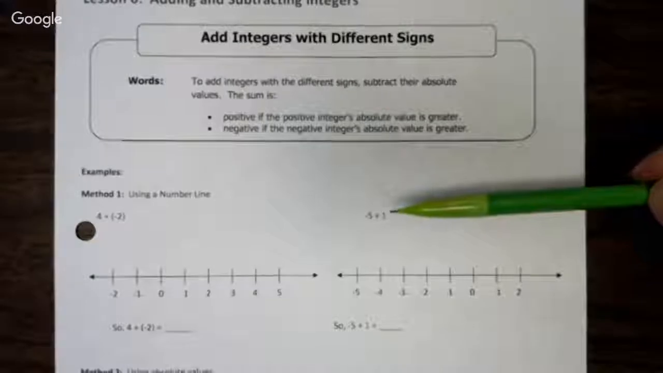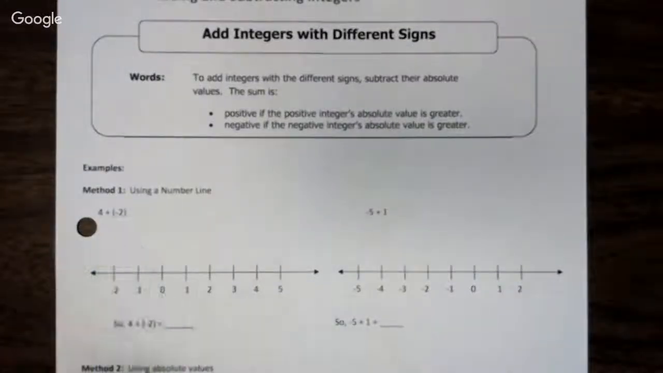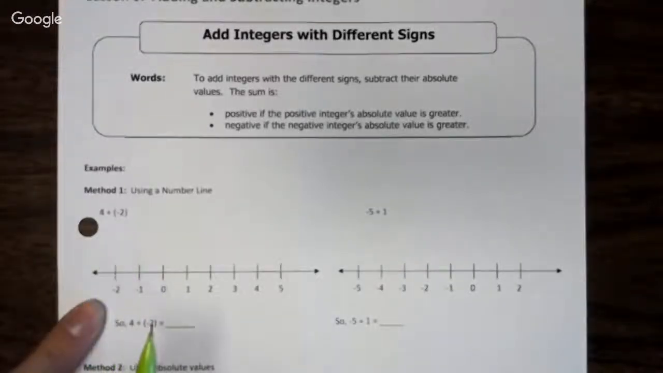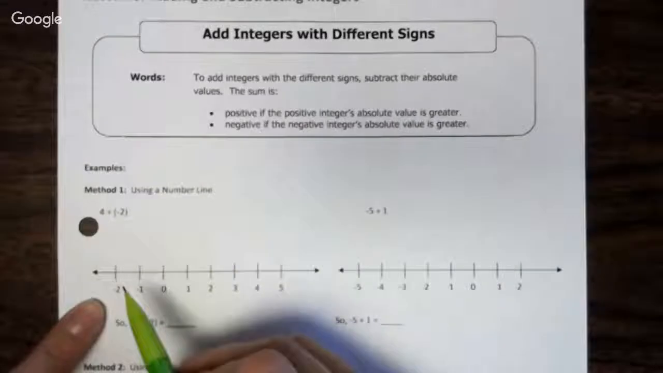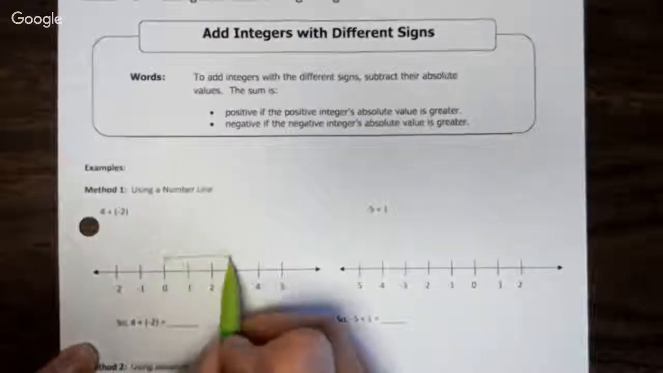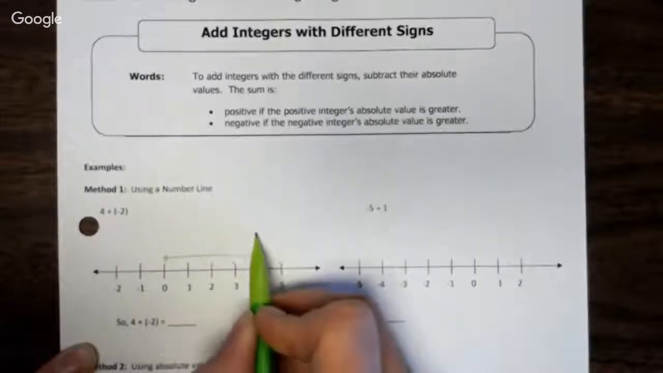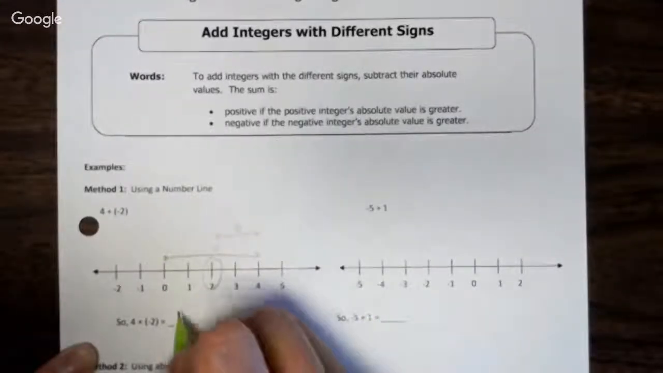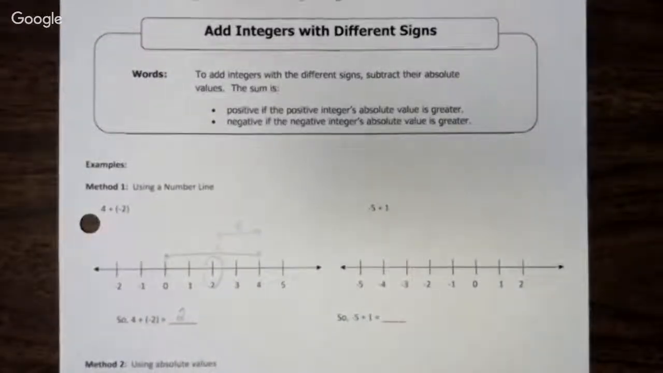Now, earlier in the module, we learned how to use the number line, which I think a lot of people prefer. It just will be unrealistic if these numbers are a little bit bigger. But let's start with 4 plus -2. So we're going to start at 0, go up 4, go back 2. Our endpoint is 2. So one way to add those two numbers is using the number line.